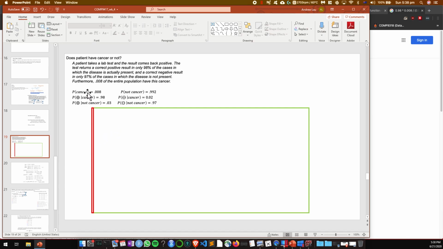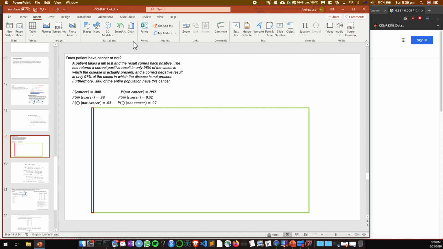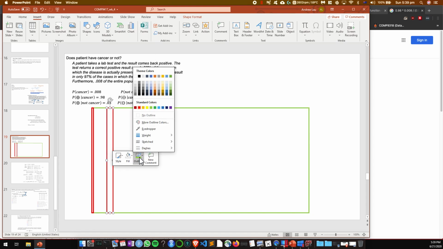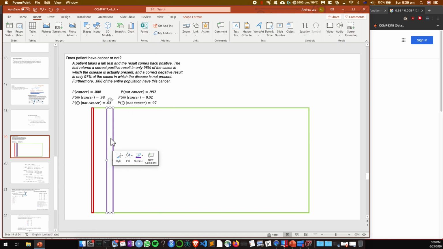Now, out of all the people that don't have cancer, the chance of it coming up as positive is 3%. So what does that say? Again, this is not to scale, but I hope you get the idea. So let's say a positive test is this. Let's say purple means positive test.